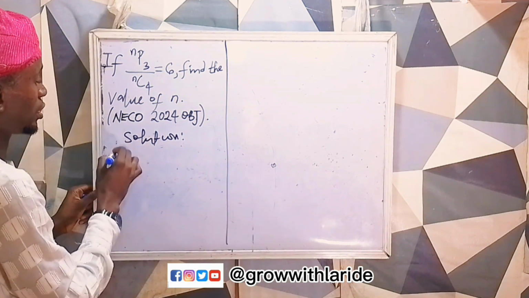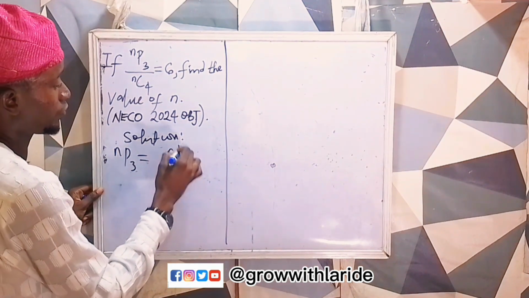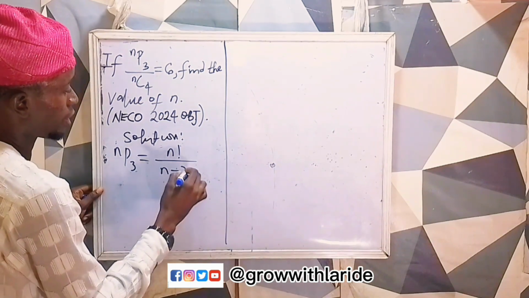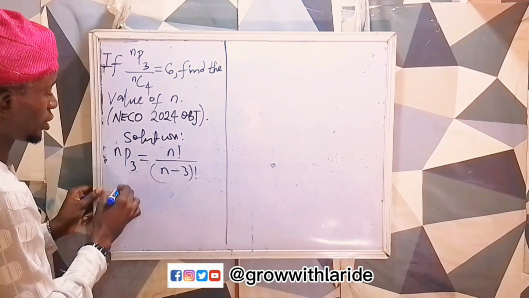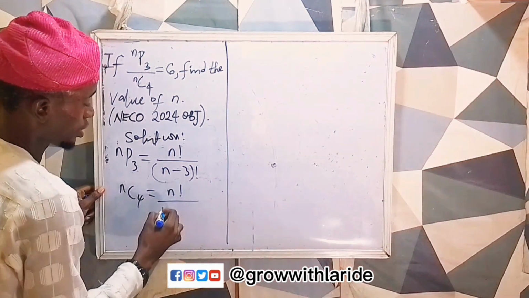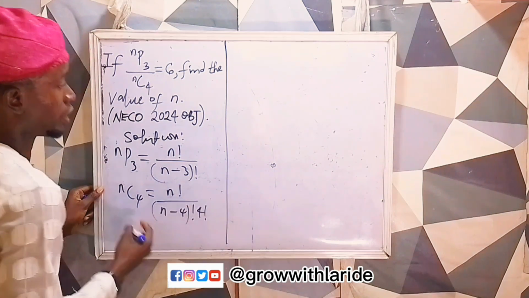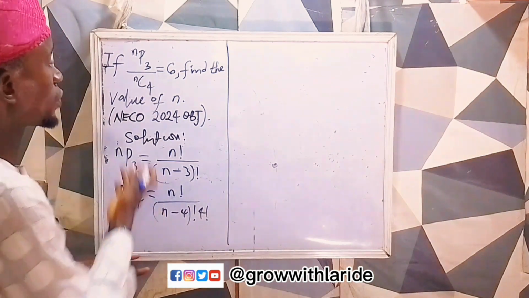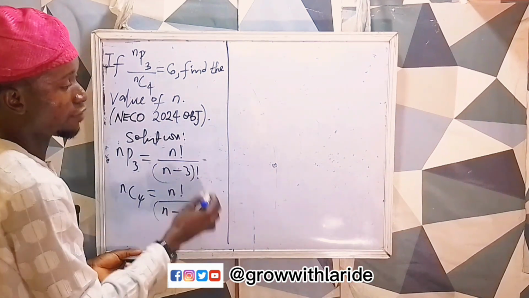So we have nP3. We can express it as n factorial over n minus 3 factorial. That's the numerator. The denominator is nC4, which is n factorial over n minus 4 factorial times 4 factorial. Now, since we have known this, we can go back to the question. So we have our numerator and we have our denominator.